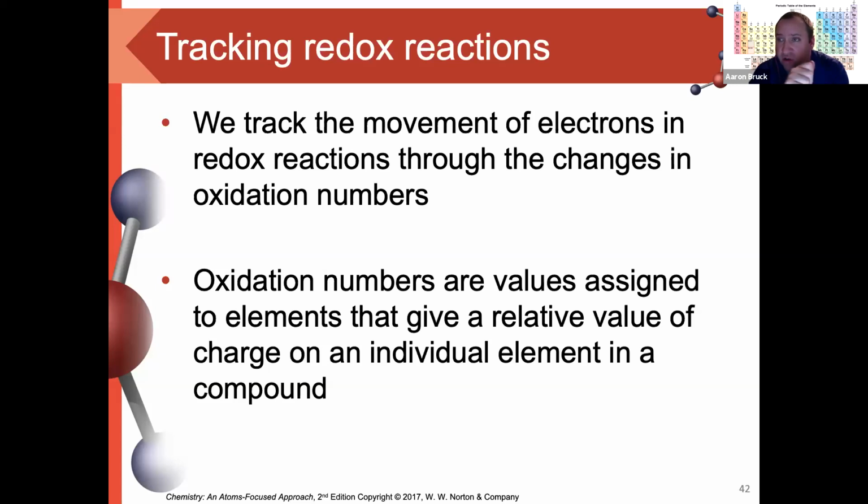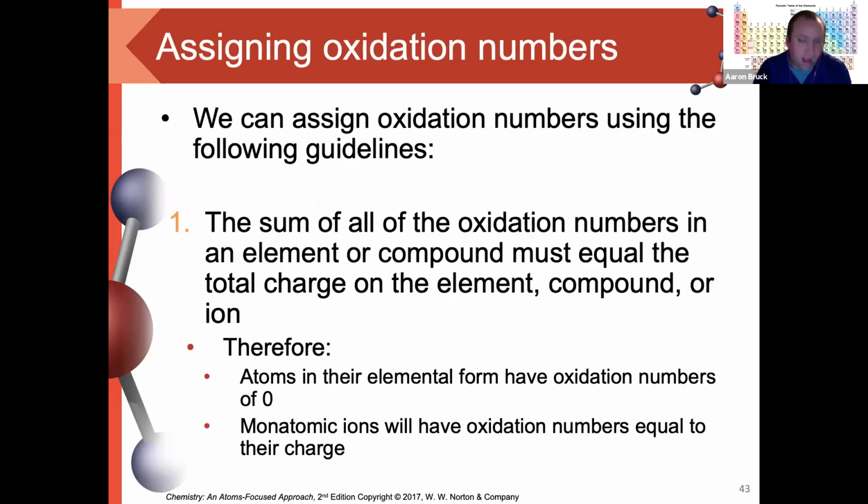And so the way to track these is not by drawing the molecules and figuring out the charges, but rather by doing some rather simple calculations. There are some guidelines that we can use to assign oxidation numbers. The first guideline is that if I take all the oxidation numbers for all of the elements in a substance and add them together, they will equal the total charge on the element, the compound, or the ion. This is very similar to what we saw in formal charges. If I took the formal charges of all the different elements in the substance, added them together, they would equal the charge on the ion, or zero if it was a molecule.